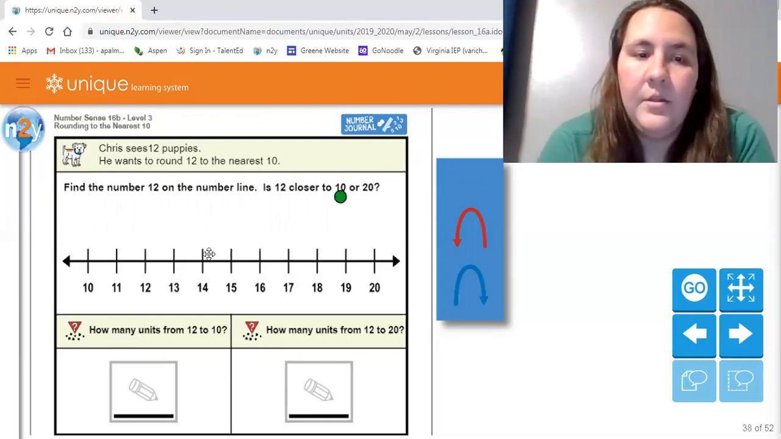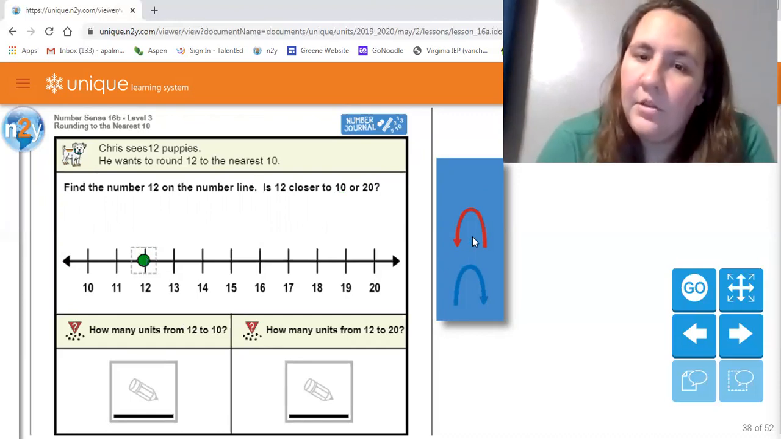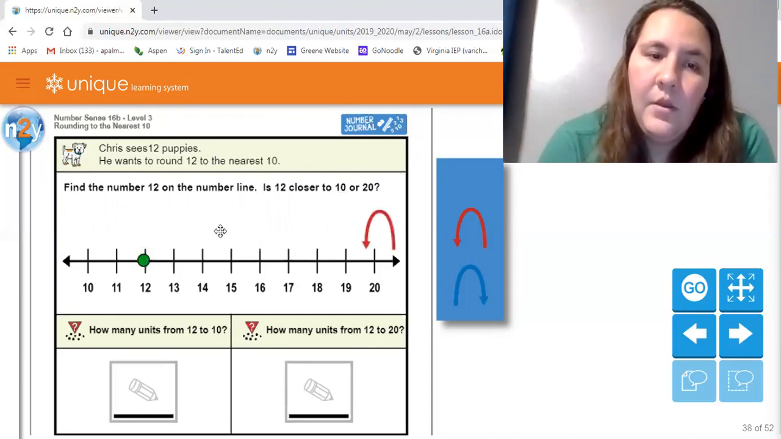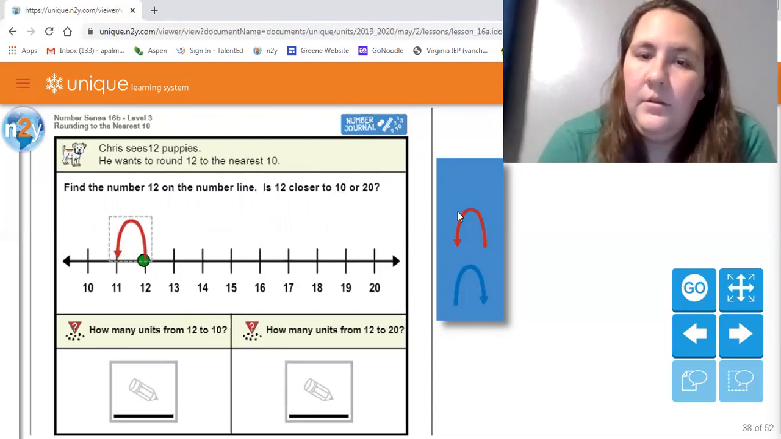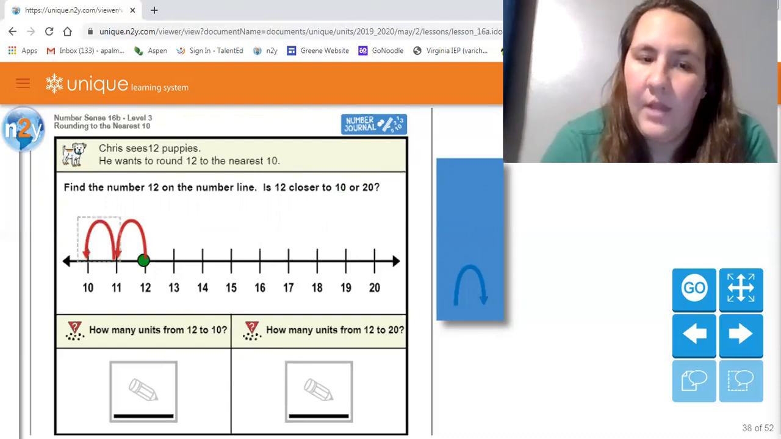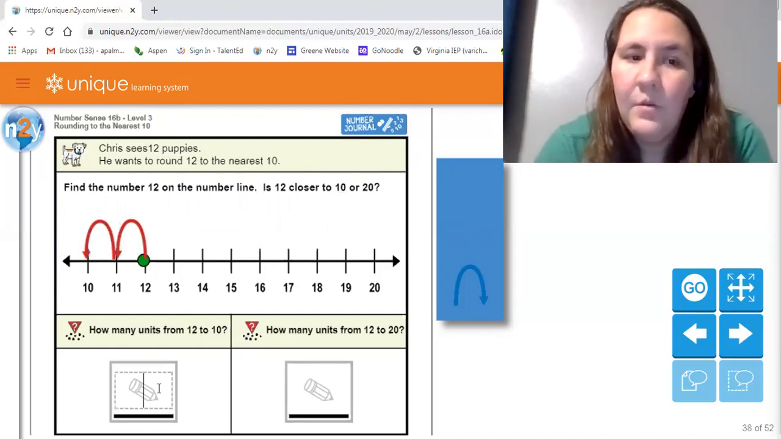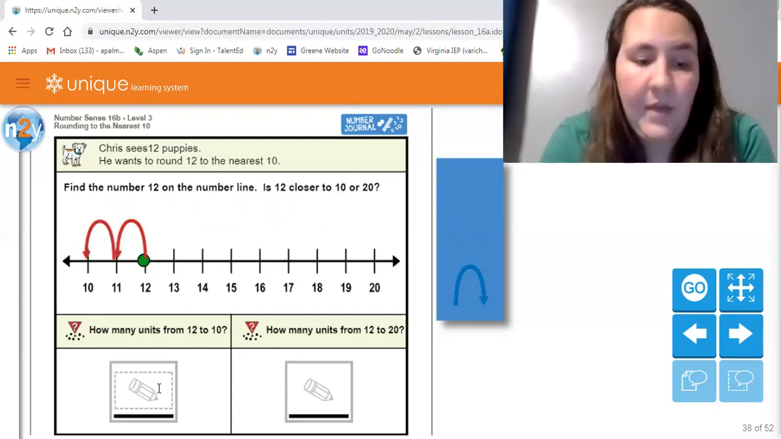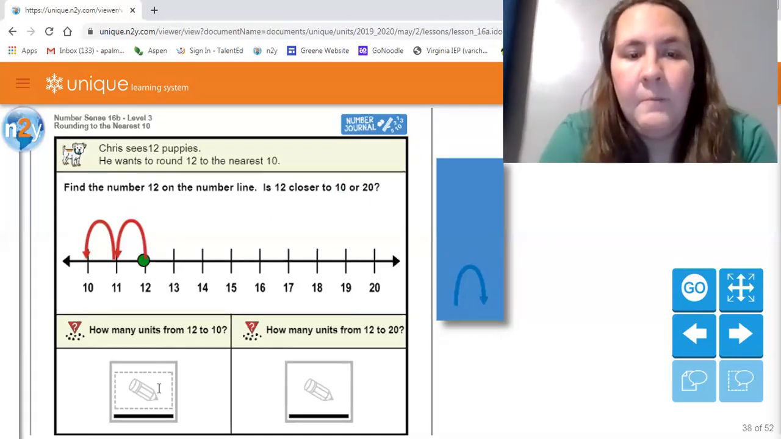Beautiful job, guys. And we're going to do our red backwards hops first. So let's do that. 1 and 2. So how many red backwards hops did we have? Beautiful. 2 with your finger. Find the number 2 on your keyboard.